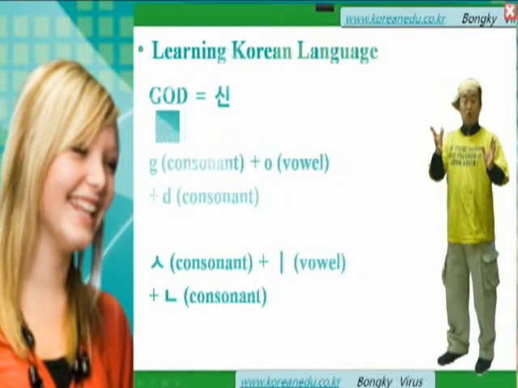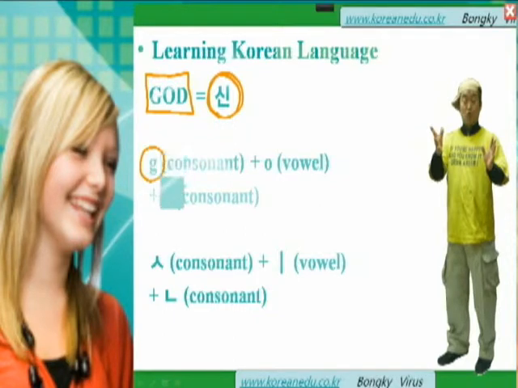Here, again, God, an English word. God, in the Korean language, we call it Shin. When you write it, as I said on the previous page, G plus O plus D. They are compounded, and then it makes the word God. What about the Korean word Shin?